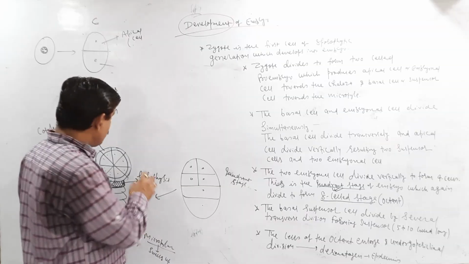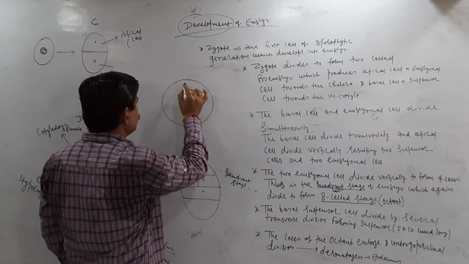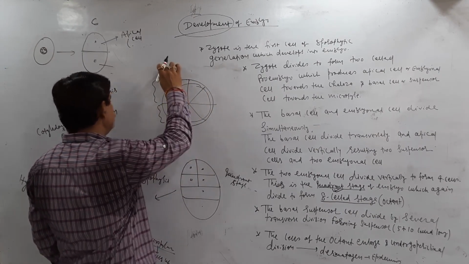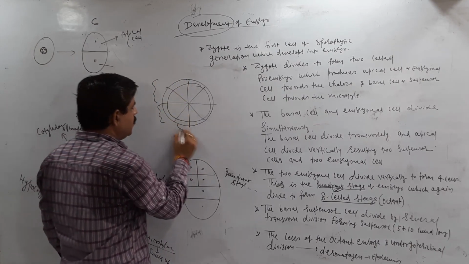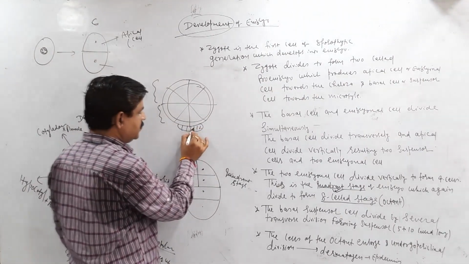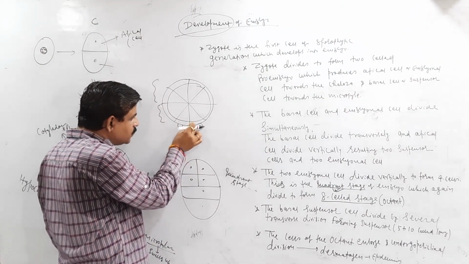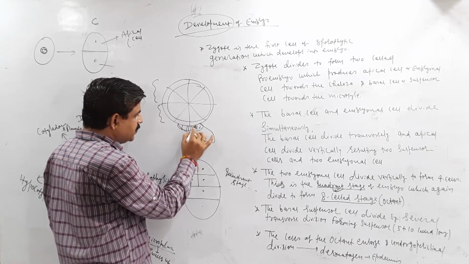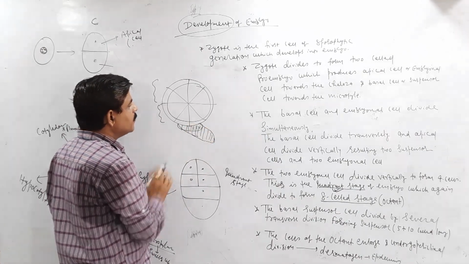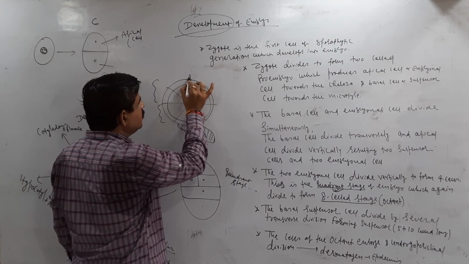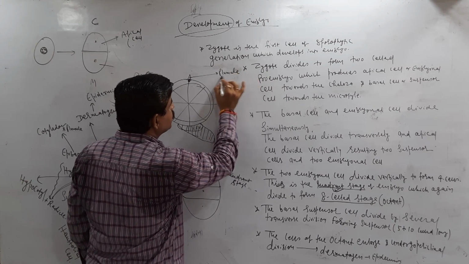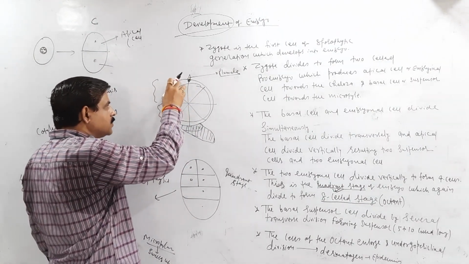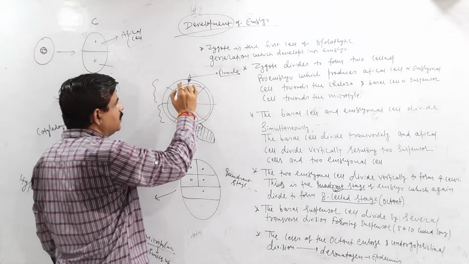Hypocotyl and radicle. I am drawing this globular embryo here. These are the hypobasal cells, these are the epibasal cells. This one is the dermatogen which gives rise to epidermis, and this one is the hypophysis. This cell gets associated with the basal part of the embryo and will develop root cortex, root epidermis, root cap, and cells of this portion differentiate as plumule. Now all the cells of this region divide in all directions.